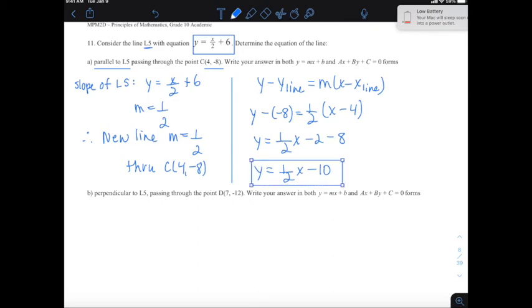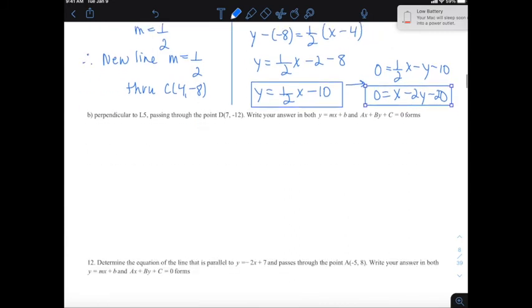And then it asks me to put it in standard form as well. So I get 0 equals 1/2 x minus y minus 10. But of course we can't have fractions. So I'm going to multiply everything by 2. And this is my answer in standard form.